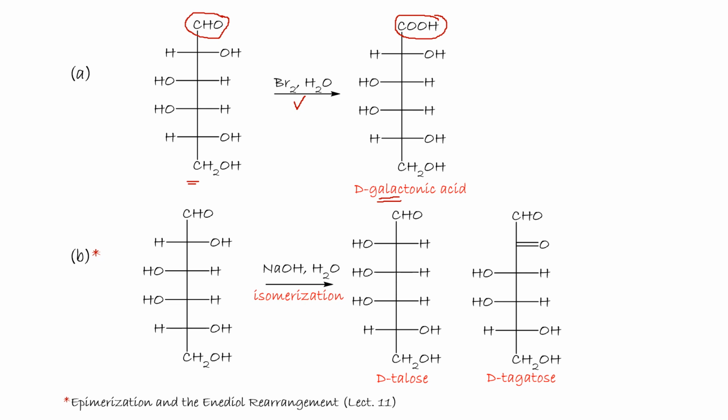When we treat galactose with sodium hydroxide and water, what we do actually is isomerization, as we covered in lecture 11, epimerization at carbon 2 and the enediol rearrangement. So here, epimerization, we get the OH and the other way around.